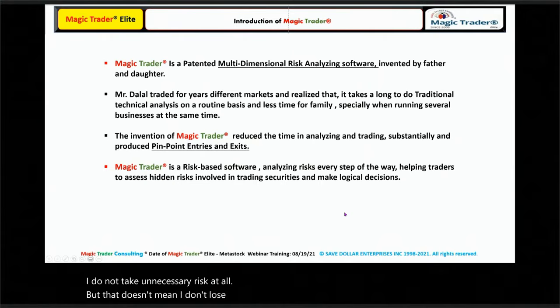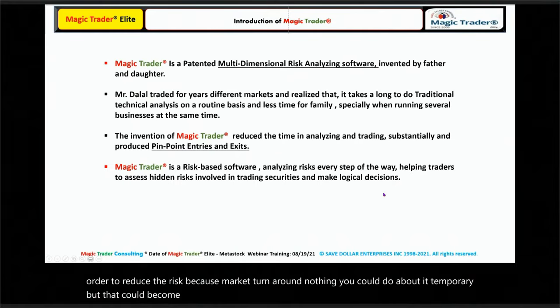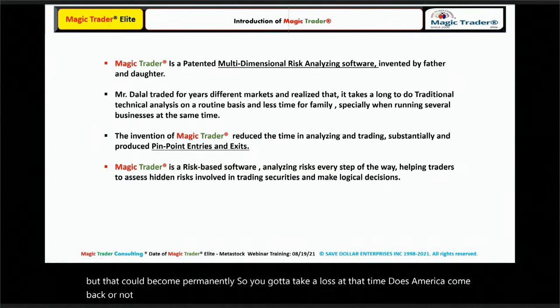We all lose money. You've got to take the losses in order to reduce the risk, because when the market turns around, there's nothing you can do about it. It may be temporary, but that could become permanent. So you've got to take a loss at that time, doesn't matter whether it comes back or not. You can always go back in. There's no commission now, so why are you worried about it?